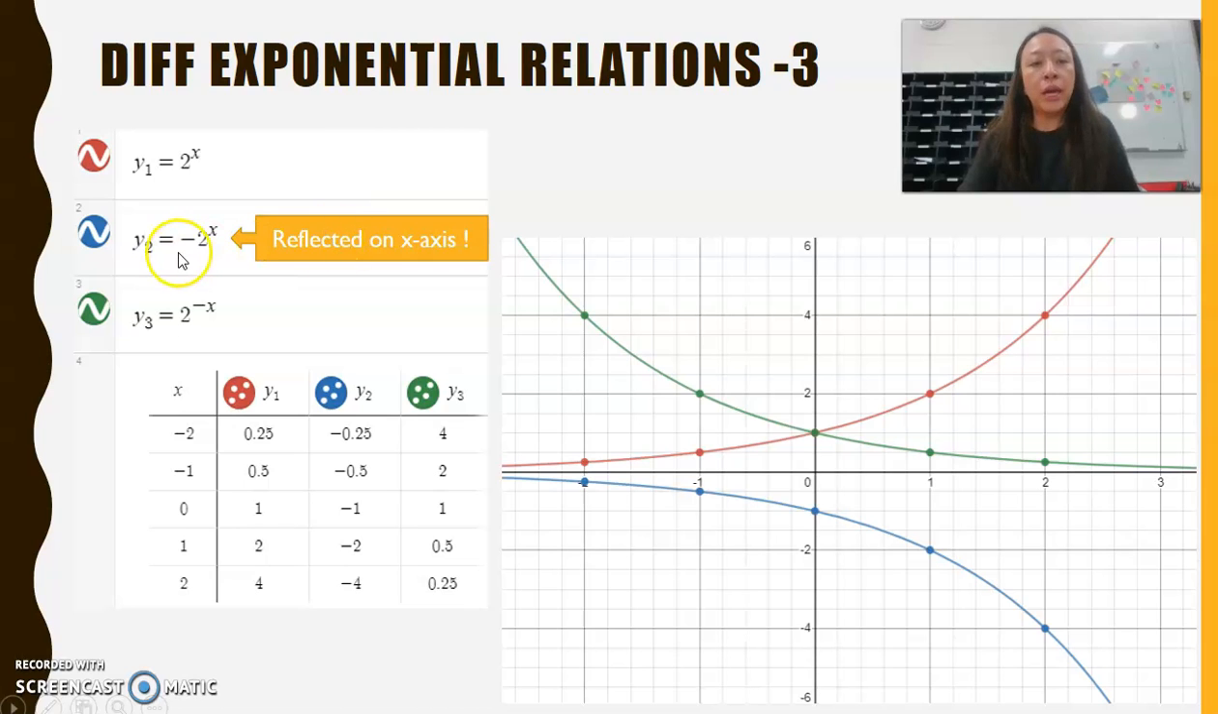x-axis. Just a quick recap: the second equation, y equals negative 2 power x, is reflected on the x-axis. And if you change the exponent into a negative number, it's actually a reflection on the y-axis.